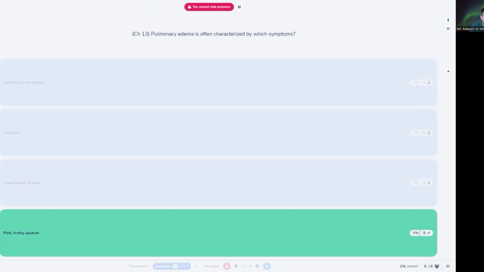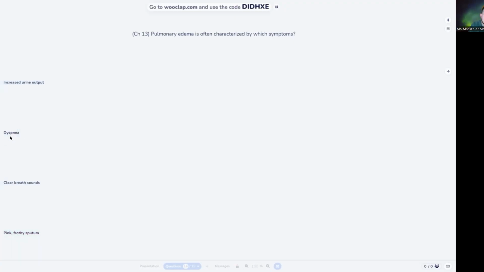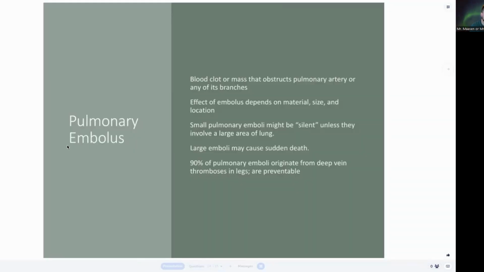That would be the pink red tinge, and then the frothy sputum thing. Could they have dyspnea? Definitely. But is that unique to pulmonary edema? No, that's pretty much a consistent symptom with every lung issue. So this is kind of how the nursing world does this.